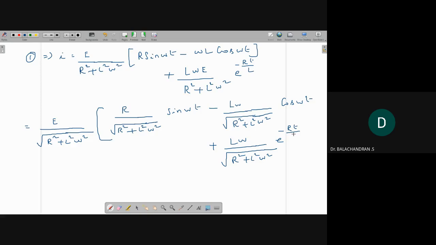So I took this as common. Now the right angle triangle I'll take. So this is 90 degrees, this is phi. This side is L omega, this is R. This is root of R square plus L square omega square. So now, what is R divided by root of R square plus L square omega square?